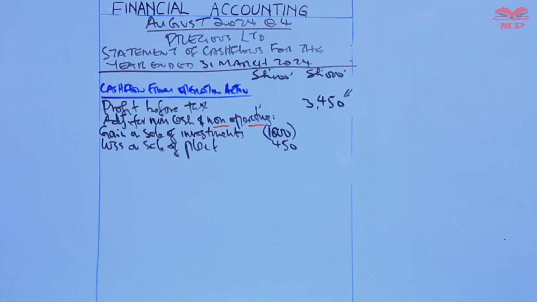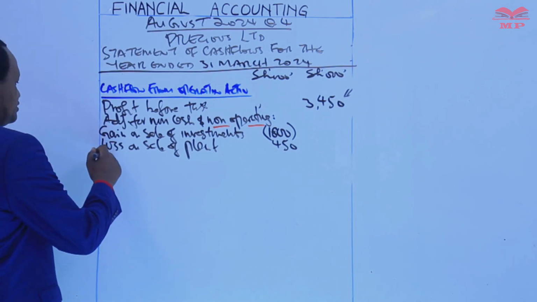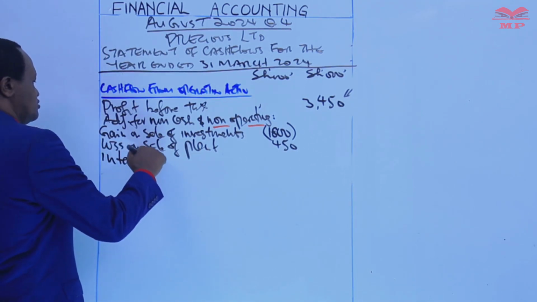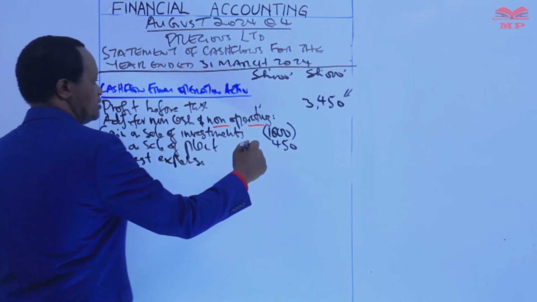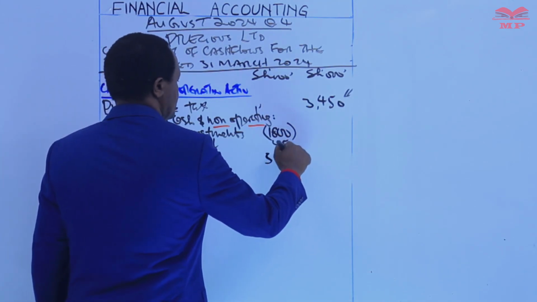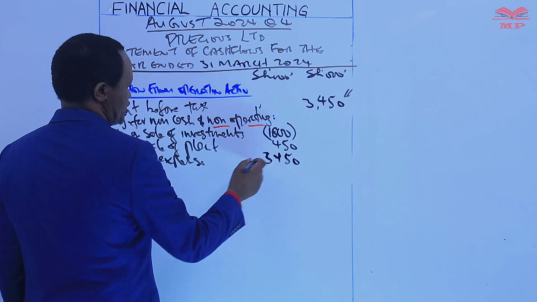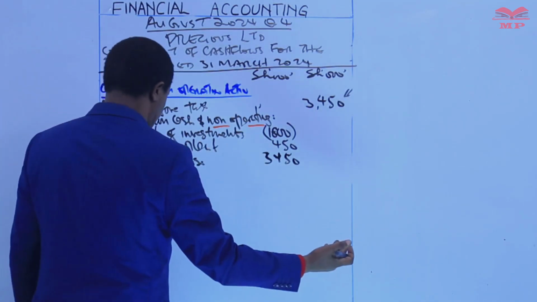3,450,000. Interest expense, let me confirm. From the statement of profit and loss, you see interest expense was deducted, 3,450. It was deducted because it's an expense, so we add it back.